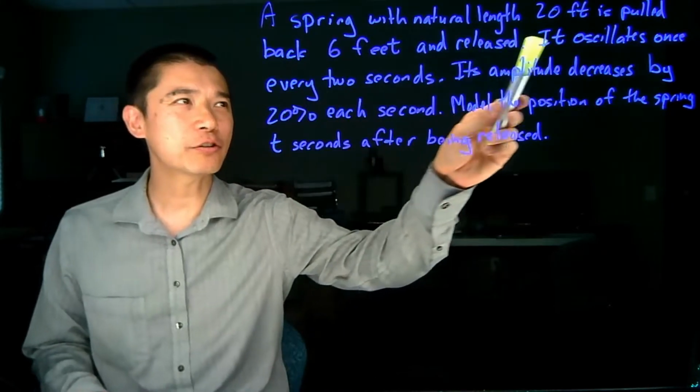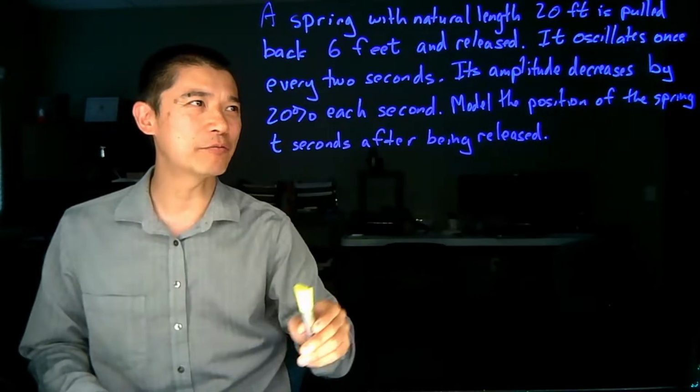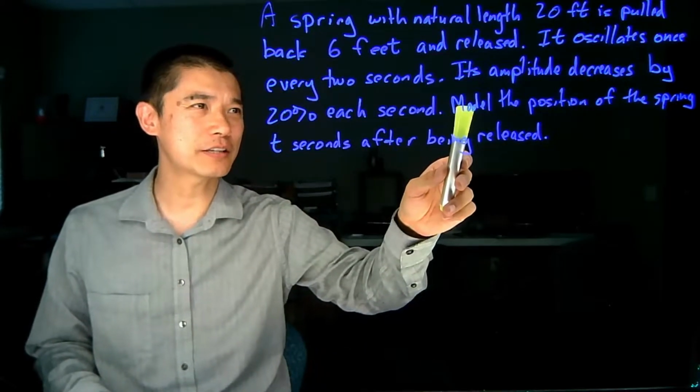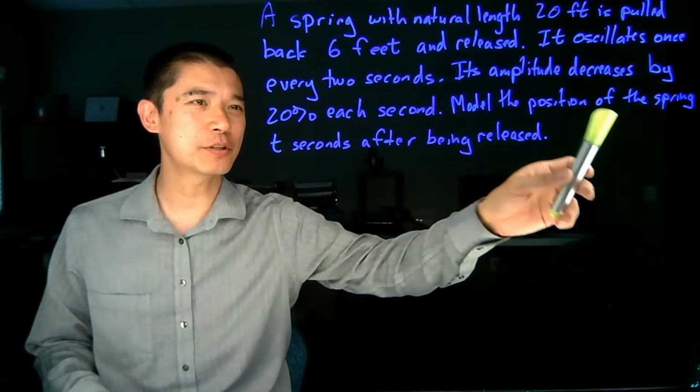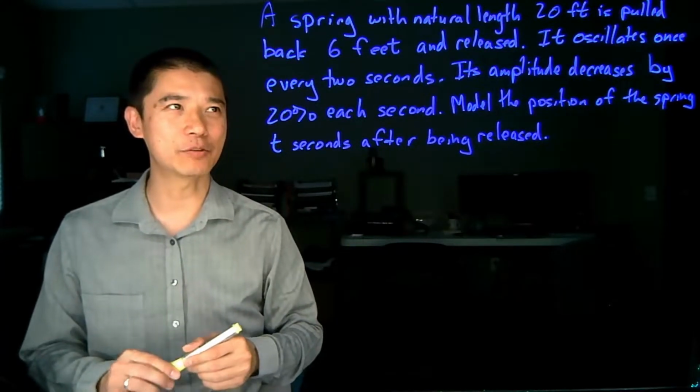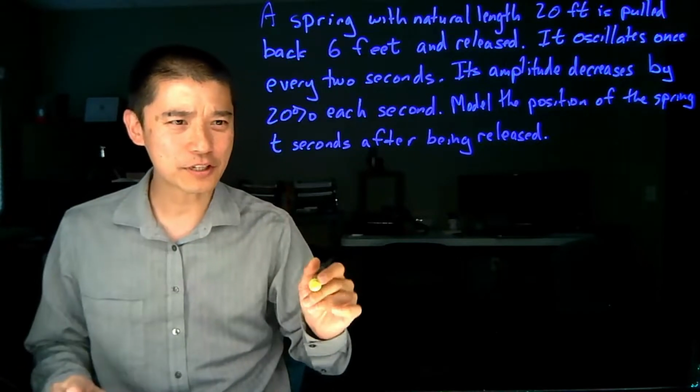A spring with natural length 20 feet is pulled back 6 feet and released. It oscillates once every 2 seconds. Its amplitude decreases by 20% each second. Model the position of the spring t seconds after being released. Now, these problems are set up in a number of different ways.